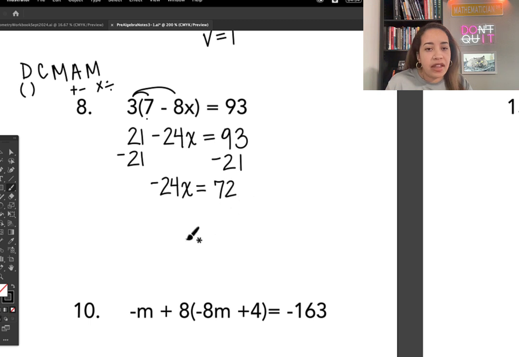The very last step is to divide. We see multiplication because we see a number right next to a variable. The opposite of multiplication is division. So we divide both sides by negative 24. Now we've got x all by itself on the left side, and on the right side, 72 divided by 24 is 3. These have different signs, so we do get a negative 3 as our final answer.